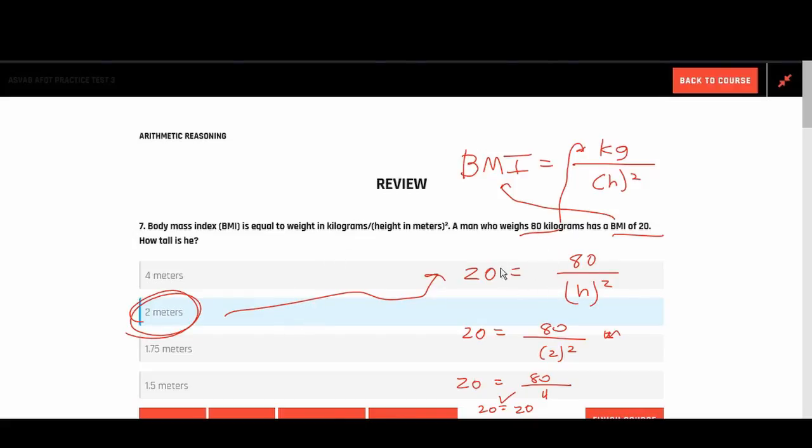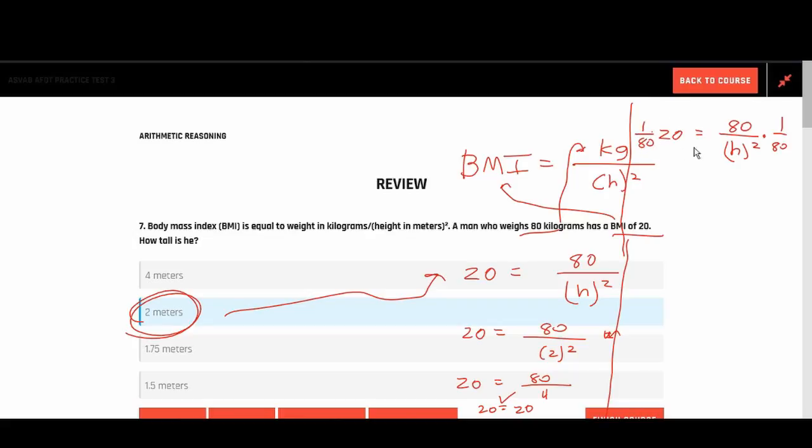If however you wanted to solve this one algebraically, let's go ahead and take a look at that. It's not as easy as you would think in light of the fact that there's an h squared on the bottom. So it's going to look like this. 20 equals 80 over h squared. Again, the goal is to solve for h, that is to get h by itself. So what I'm going to do is multiply both sides by 1 over 80.